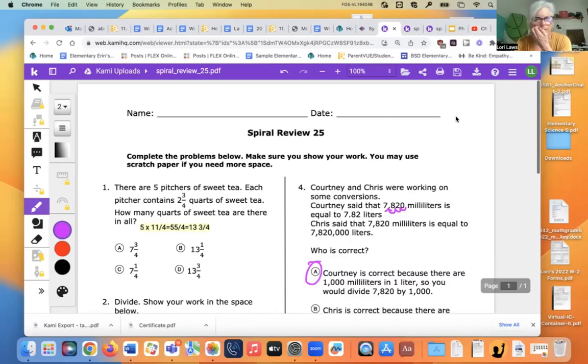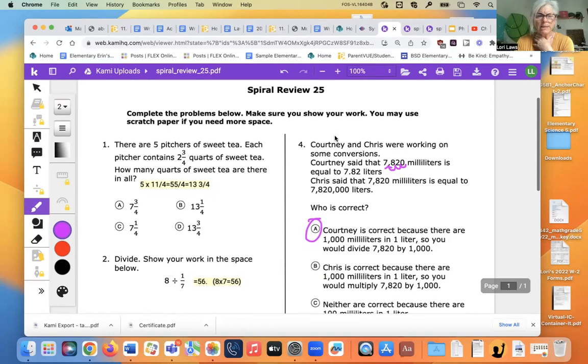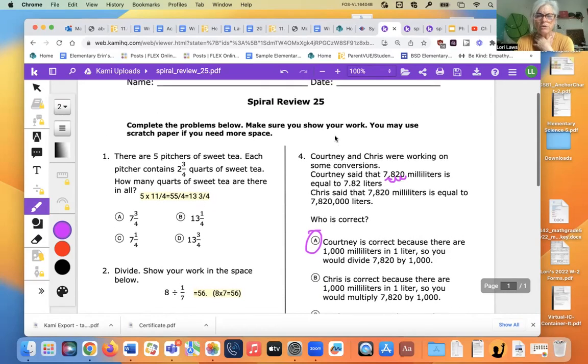Go to a breakout room and work on your work. Can we also leave and then just do it later? Yeah, here's the spiral review though, if you want to get the answers. Okay. Spiral review 25, 26, 27.